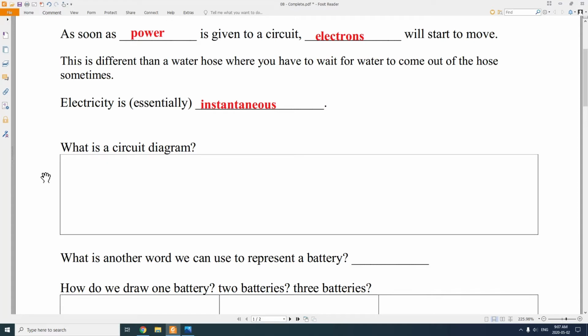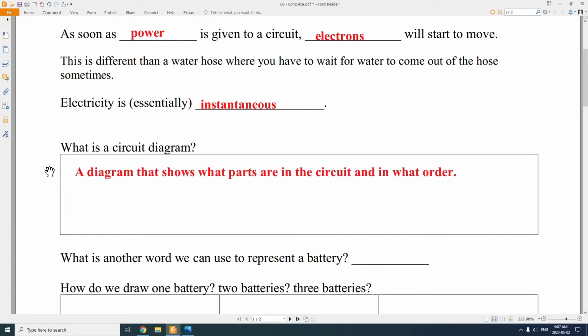All right, so what is a circuit diagram? Because that's what we're going to be looking at drawing today. It's really just a diagram that shows what parts are in your circuit and what order they're connected together. And that's it. So this is useful if you're trying to build something, or if you're trying to show someone how you build something.